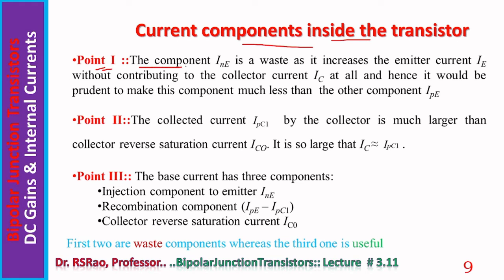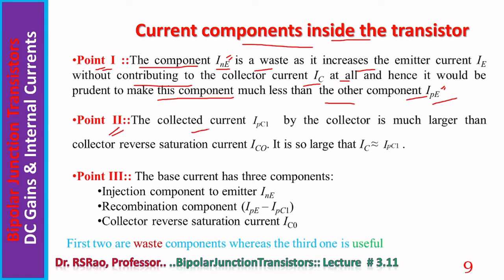Point 1. The component INA is a waste, as in it increases emitter current without contributing to the collector current IC at all, and hence it would be prudent to make this component much less than the other component IPE. IPE should be large. INA should be as small as possible. One way to make IPE large is to dope the emitter region heavily. To make INA small is to dope the base region as lightly as possible.